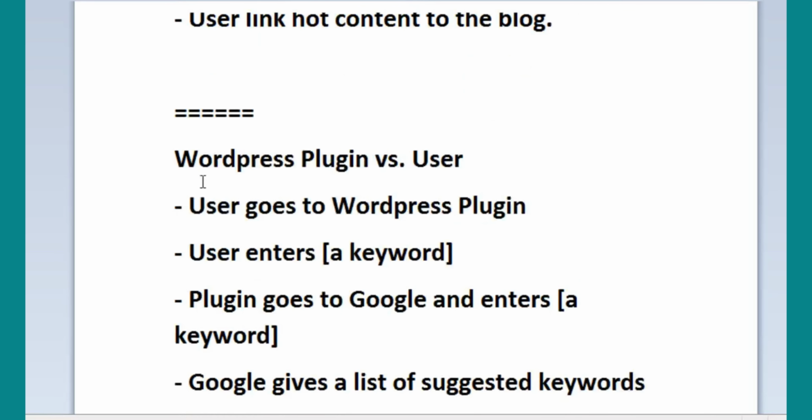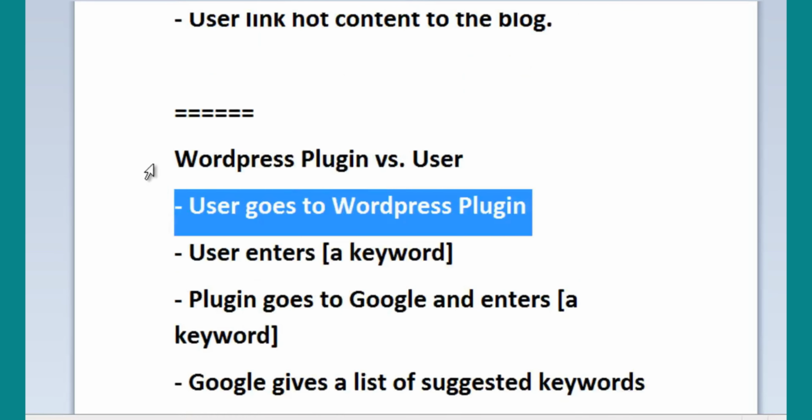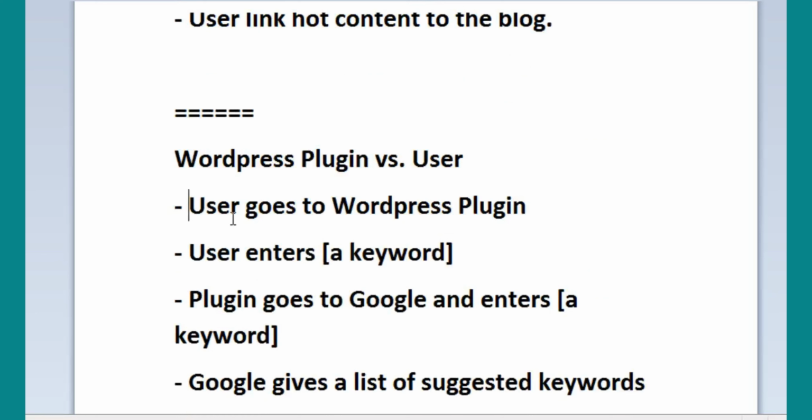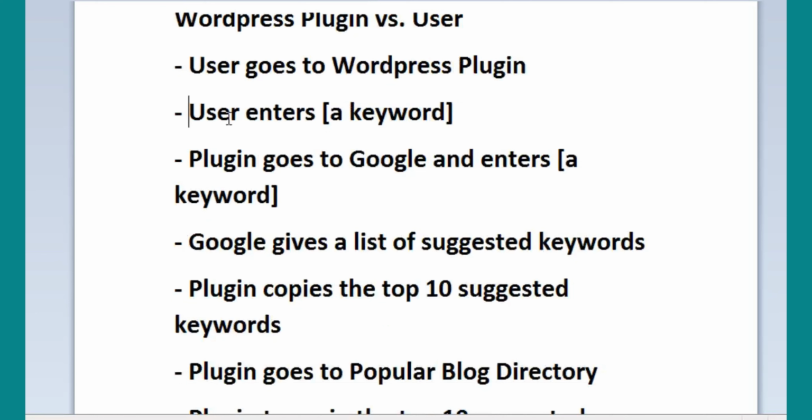Now, we could go further, and we could do if and else statements. So we can go back here and say, if the user goes, well, obviously the user is going to go to the plugin. So if we go down here, it says user enters keyword. We could say, if the user enters a keyword, do this. Now, obviously, if the user does not enter a keyword, nothing happens. So we don't need that.